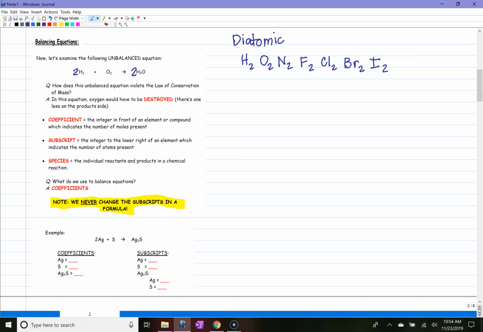The species is the individual reactants or products that form in a chemical reaction, and we may only use coefficients to balance an equation. Never change the subscripts in a formula. Once you get the subscripts done, then you have to keep them as they are.